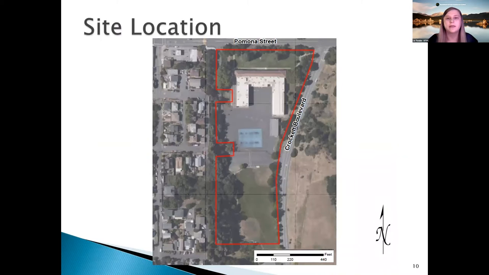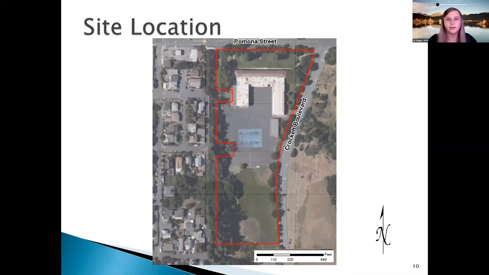Here we have a site location map that's zoomed in on the Carquinez Middle School campus. As you can see, it's bordered to the north by Pomona Street, the east by Crockett Boulevard, and to the west by residences. We are aware that this is a residential area, and we will go into further detail later in this presentation about our health and safety program and our dust protocol measures to ensure that dust does not migrate out of our work areas.